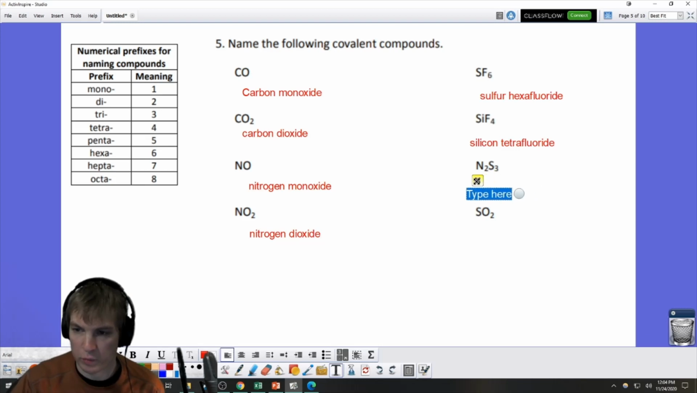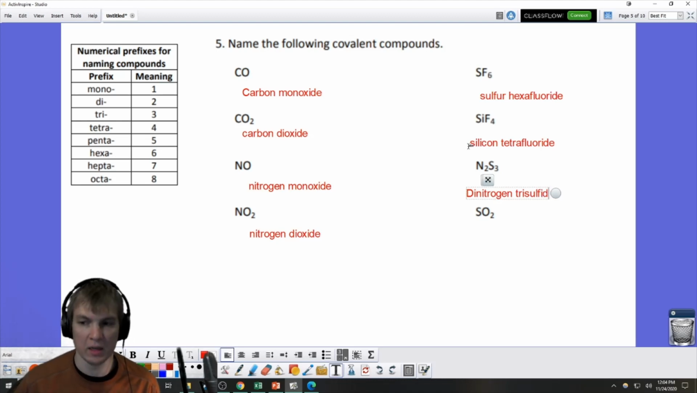This next one is going to be the first one where we actually see a number with the first element. So we actually do need to include the prefix there. So we have the number 2. So that's going to be di-nitrogen. And then the next element is going to have a 3. So that's tri, and then sulfur. Right, but we're not going to say sulfur. We're going to call it sulfide because, again, we have to change that ending. SO2 is going to be sulfur dioxide.